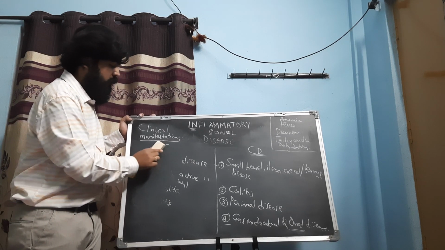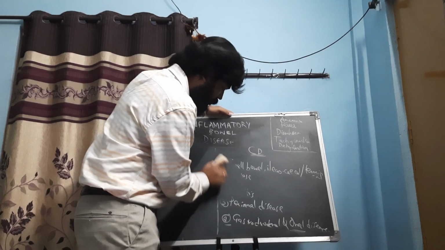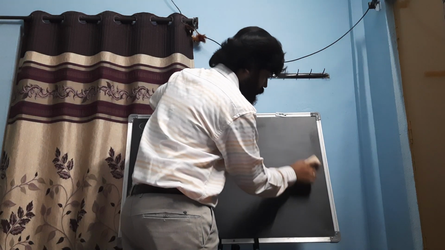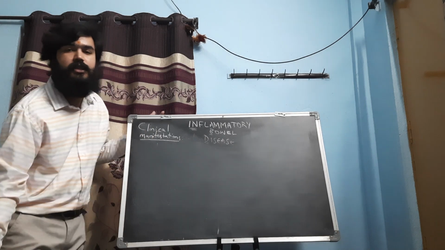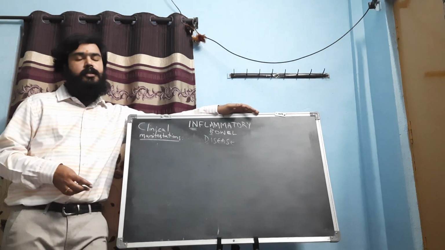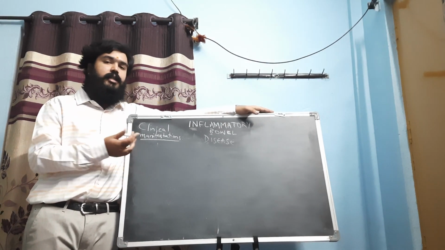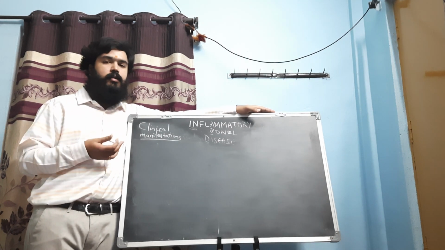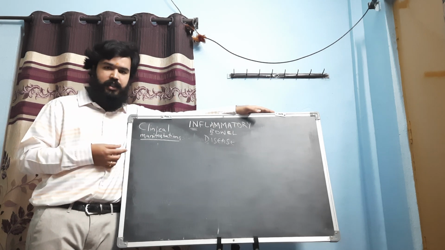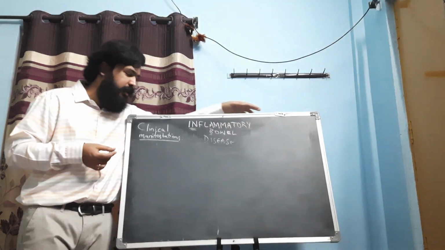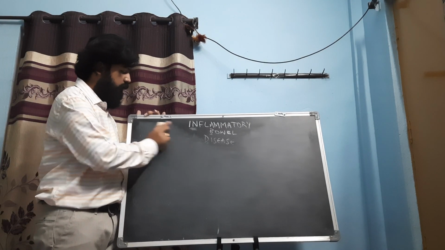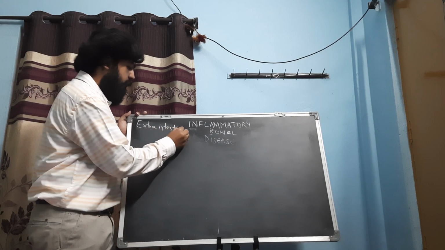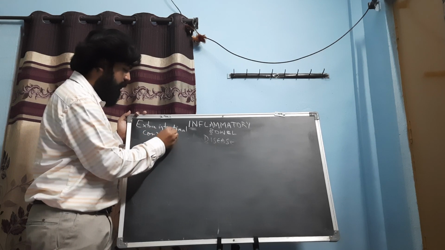Now, we'll further discuss the extraintestinal manifestations. These are the manifestations pertaining to the disease. Extraintestinal complications means that when the colon is involved, it can affect many other systems of the body in different ways. Now we'll see in what way the extraintestinal complications occur.